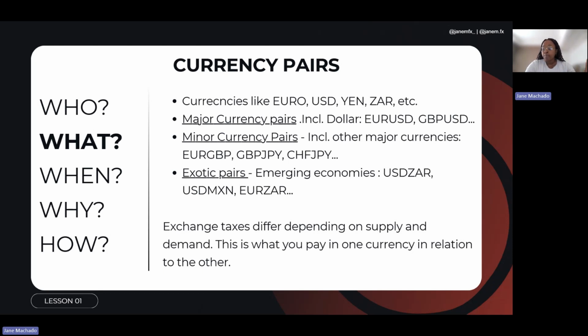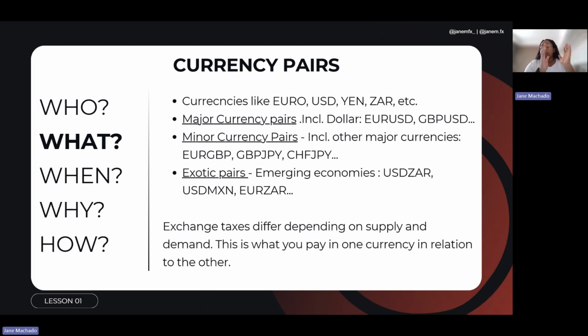So you can see the examples of pairs there. Then you have the exotic pairs that include these major currencies versus the currencies of emerging economies, which means that you're going to have, for example, dollar and rand. Rand from South Africa. Okay? Euro rand is an example.